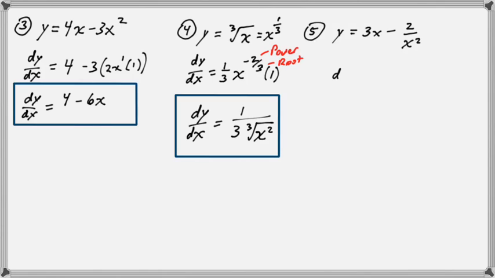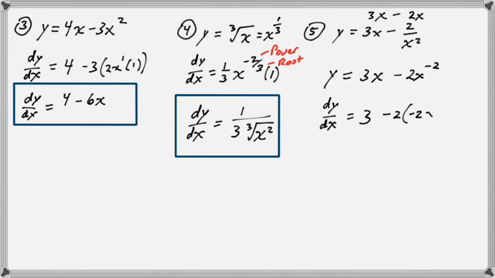Number 5, the derivative of 3x would be 3. Now this could also be written as 2x to what power? So I could rewrite this: 3x minus 2x to the negative 2. So what is its derivative? The derivative of 3x again is 3. Power, base, 1 less power, derivative of base. So I think that becomes plus 4 over x cubed.